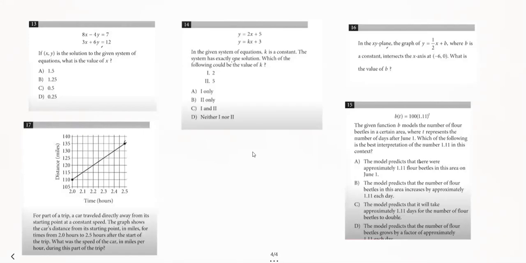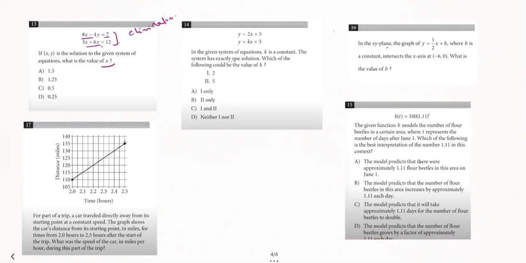Now the first part: if x and y is the solution to the system, what is the value of x? Okay, so we are all aware of what we have to do. We can do this by elimination. I would be trying to eliminate the y component so that we can directly find the x component, since that is needed.